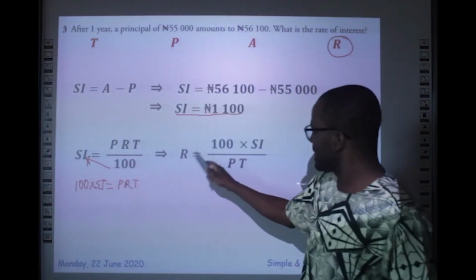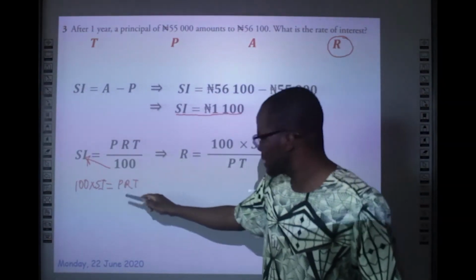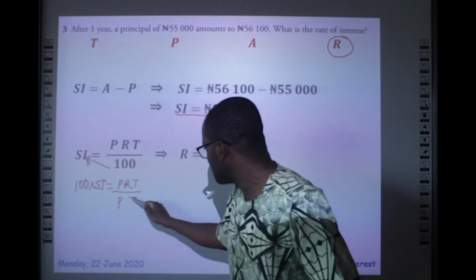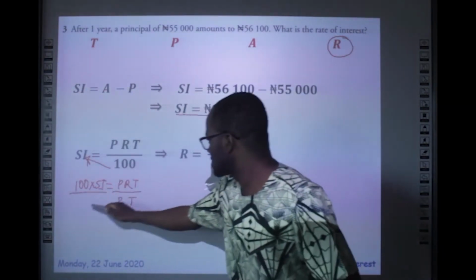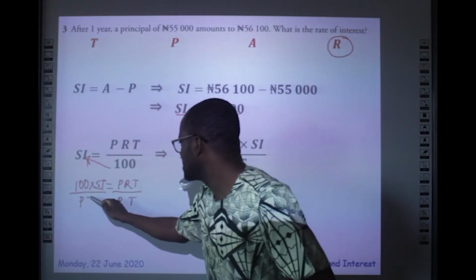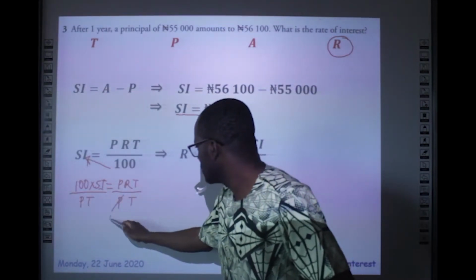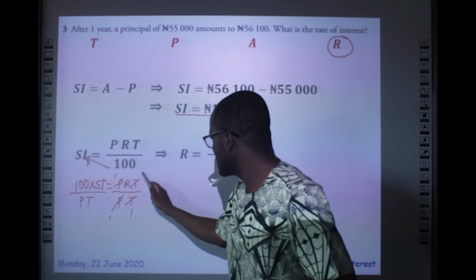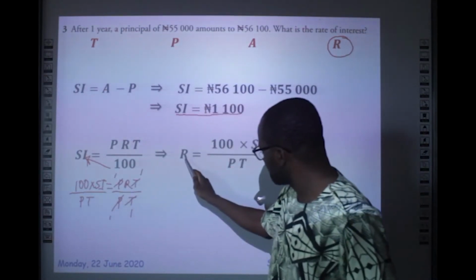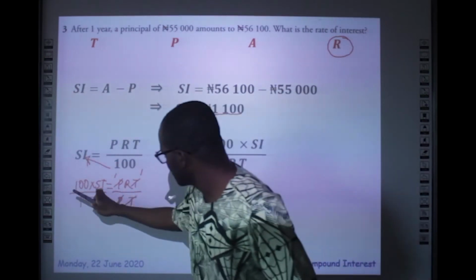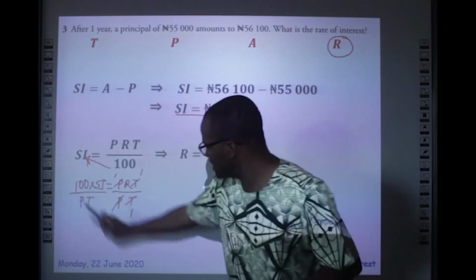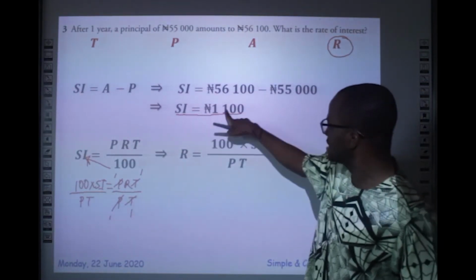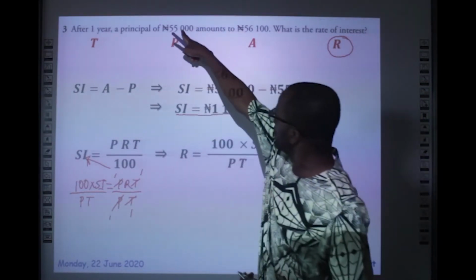PRT. Now, I want to make R the rate the subject, so you divide both sides by PT. Divide both sides by PT. So that this P will cancel that P. This T will cancel that T, and you are left with R, which is now your subject, okay, and that's 100 times SI over PT. So there you go. We have the simple interest, we've got the principal, and then we've got the time.